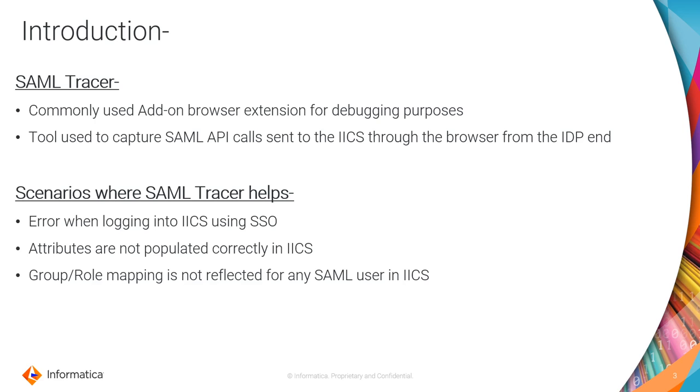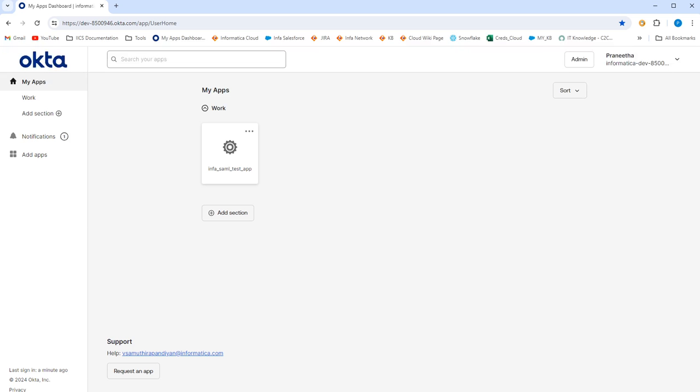There are quite a few scenarios where SAML traces can be helpful. The first one is when you're getting an error logging into IICS using a SAML user. Second, when the SAML setup is completed on IICS, but still there are some attributes for a user which are not getting populated correctly in IICS. Third, once the role mapping and group mapping is done in IICS, and the user is also a part of that group on the SAML side, but still they're not getting reflected in IICS, for this also we can use SAML traces. Now we will quickly move into the demo to know how to collect SAML traces.